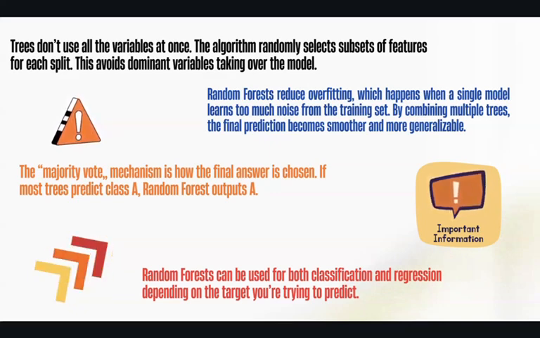The majority vote is the mechanism by which the final answer is chosen. If most trees predict that class A is the best, the random forest outputs option A. Random forest can be used for classification and regression, depending on the target we are trying to predict.